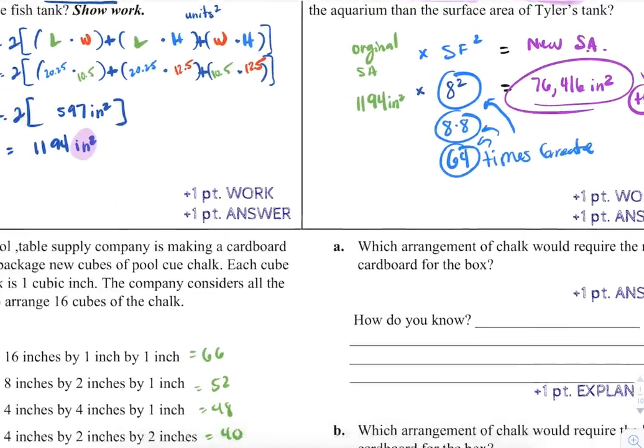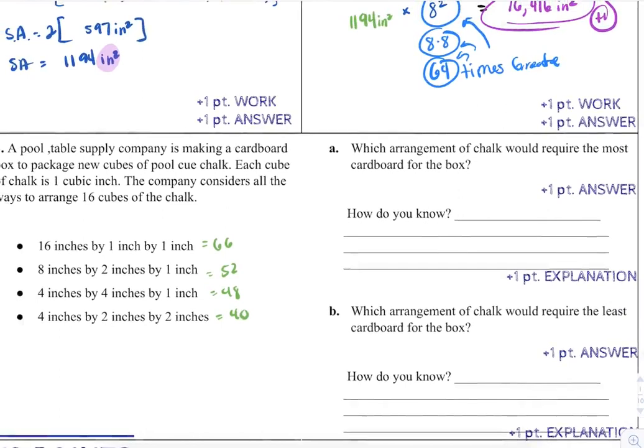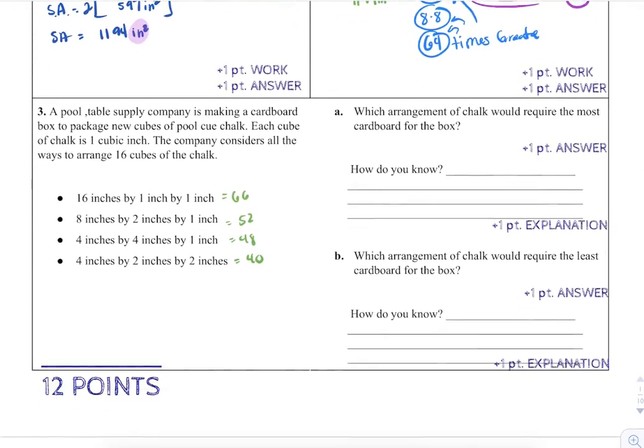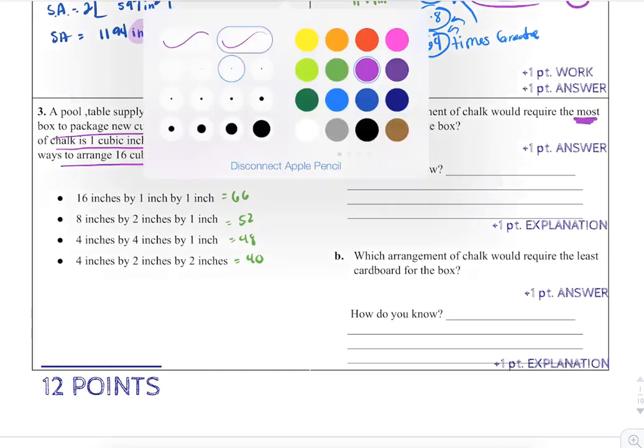Right. So next page, question number 3 says a pool table supply company is making cardboard box packages for cubes of pool cue chalk. Each cube of chalk is 1 cubic inch. The company considers the ways to arrange 16 cubes. Which one would require the most cardboard? They all carry 16 cubes.